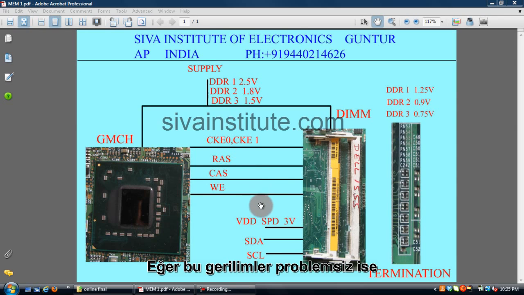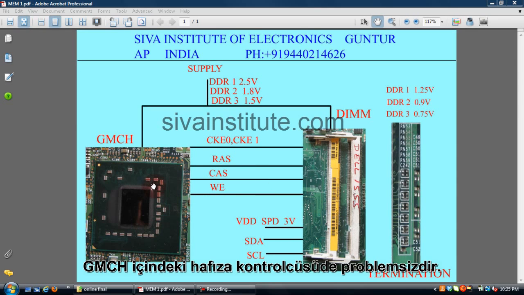If this voltage is okay, the GMCH memory controller is okay. The memory controller in the GMCH is okay.